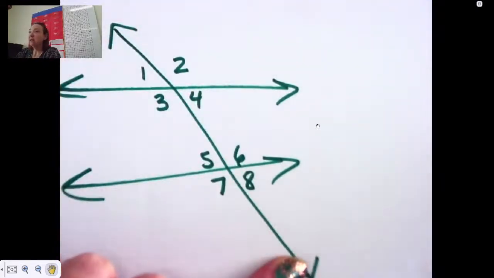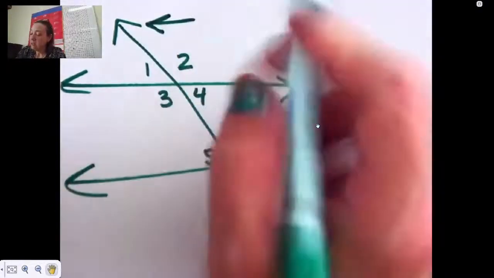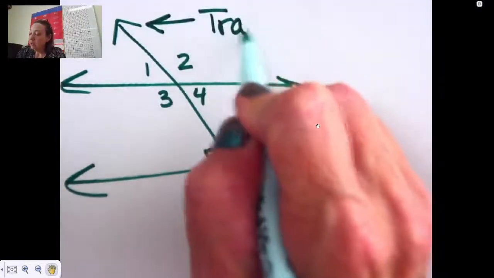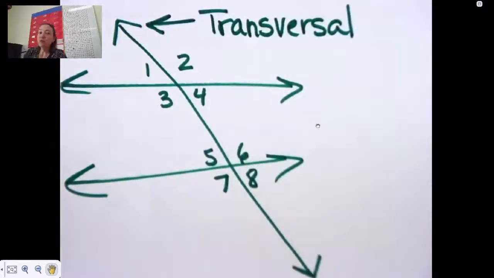Now, this line has a name. When you have a line crossing other lines like this does, this is called a transversal. All transversal means is a line crossing other lines. Have you ever heard the word transverse? Someone transversed the earth, or they transversed the Sahara Desert. It just means goes across.